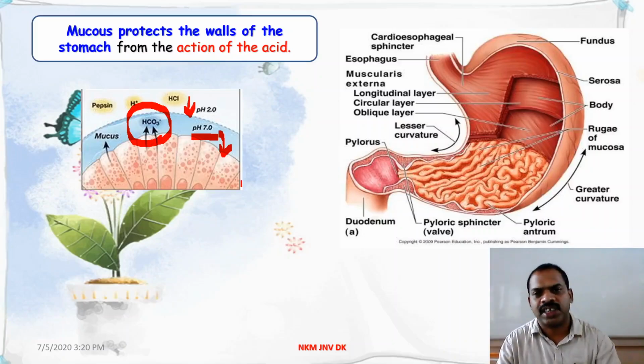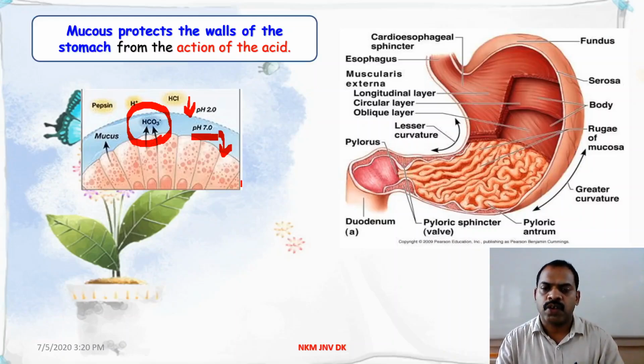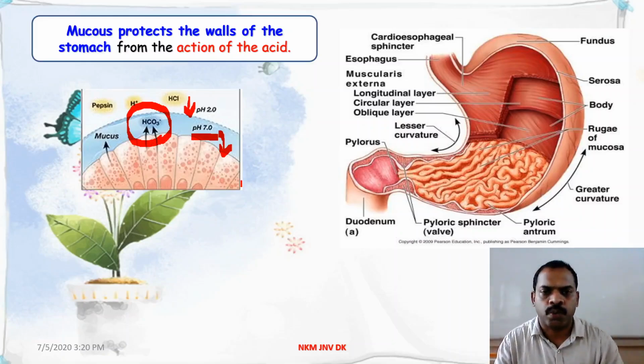Okay, but still if the mucus production is less, the acid can cause damage to the stomach membrane, which is called stomach ulcers. So our body has a mechanism: in 3 or 4 days rotation, the body changes the mucus layer or inner layer of the stomach. New cells will come, replacing the damaged worn out cells.